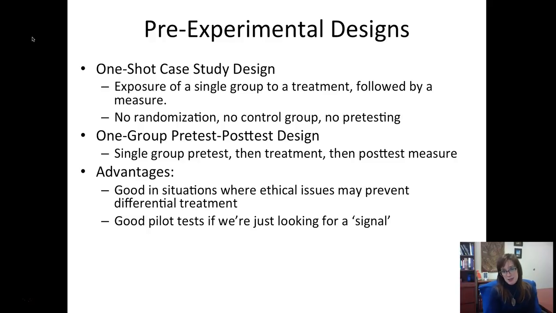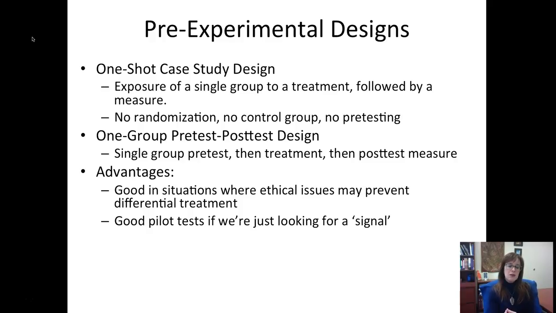The advantages to these designs are that they're good in situations where ethical issues may prevent differential treatment. So for example, let's say you are a therapist and you want to say, I learned this new thing, DBT, and I'm going to try it out on some of my patients, and I'm going to see how they do. I'm either going to measure them before and after, or just after. But you don't necessarily want to say, I have this other group of clients who I think would be great candidates for this, but I'm going to withhold that and see how they do as well. That would be unethical in lots of situations. And so this can be really good for those sorts of scenarios in which we can't have a control group for whatever reason.